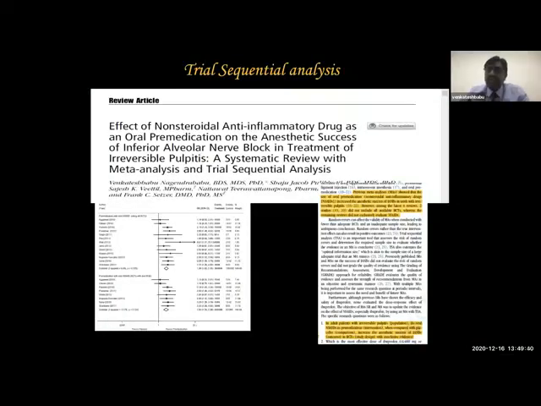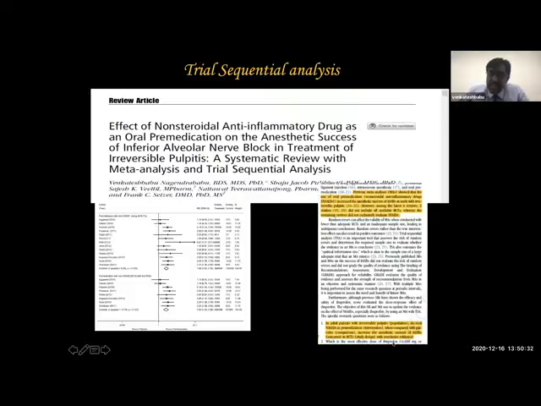So next you have something called trial sequential analysis. This is the analysis which is coupled with and follows a meta-analysis. If you see this particular paper, we have very clearly mentioned, in these yellow highlighted lines, that previous meta-analyses showed that the use of oral pre-medication increased the success of inferior alveolar nerve block in irreversible pulpitis. We have cited 18 to 22. It means previously 5 systematic reviews have been published on the same topic, whether NSAIDs influence your oral pre-medication. Ours is the 6th paper, but the rationale behind this paper is that we have strongly shown there is a difference in the systematic review.